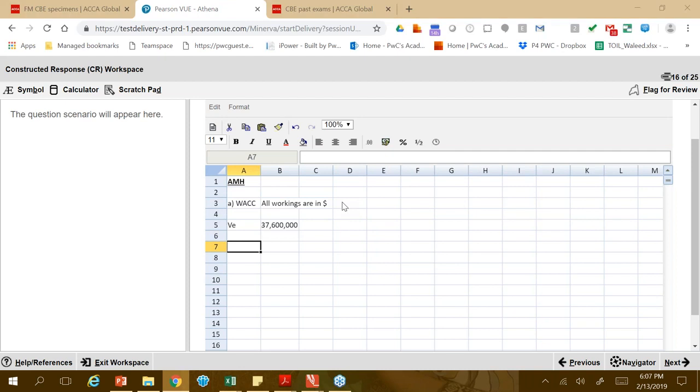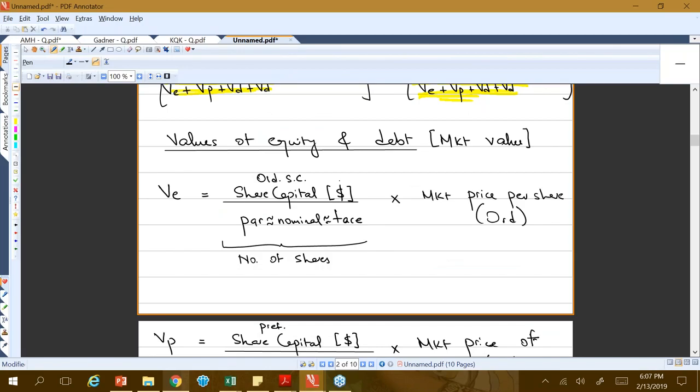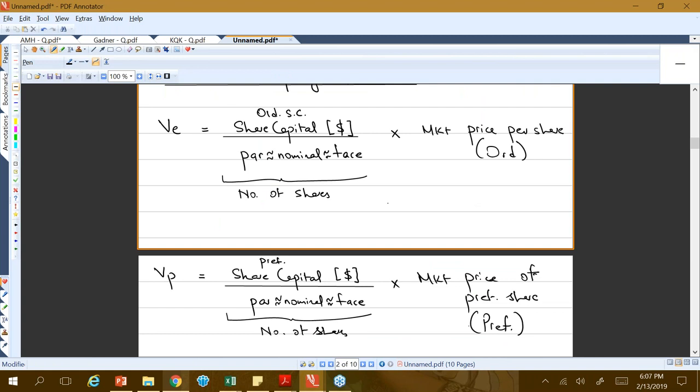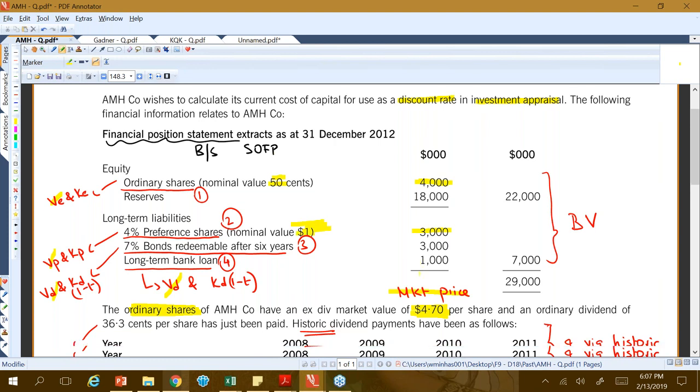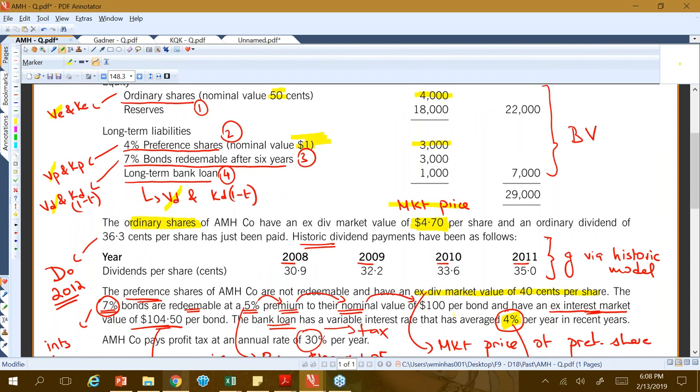And again, it was easy because VP is the share capital in dollar terms over the par value of the preferred share and into the market price of the preferred share. So let's go and take that from the question. Here it said that the share capital of the preferred capital is $3 million. Their par value is $1. And remember, the market price of these is 40 cents per share.